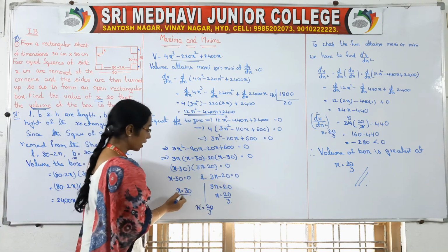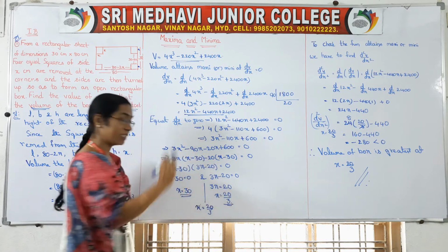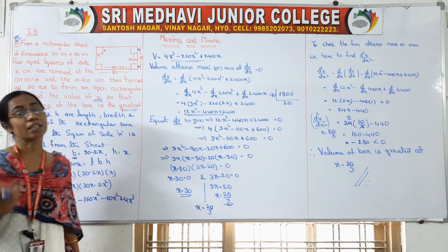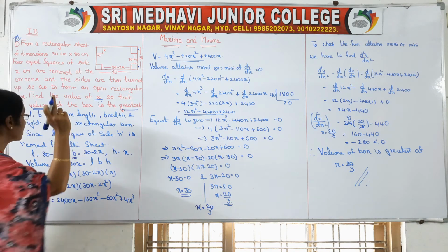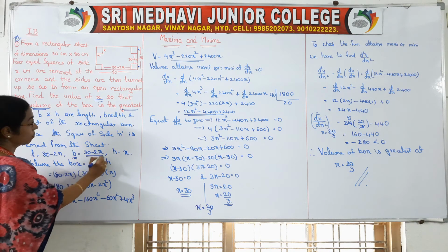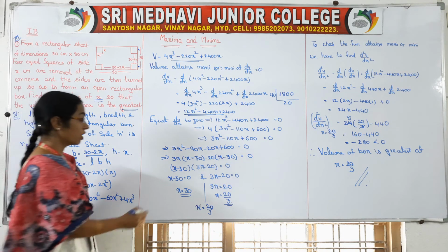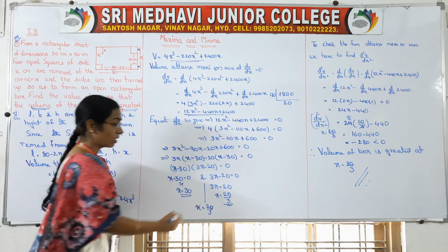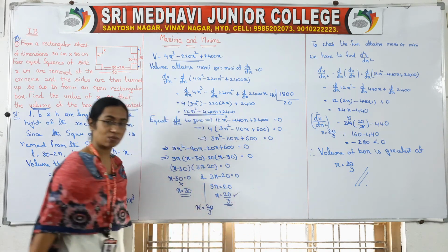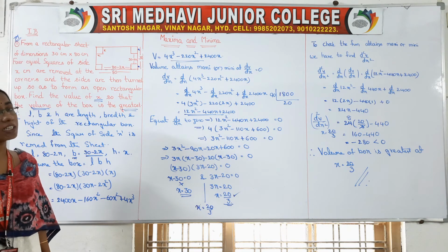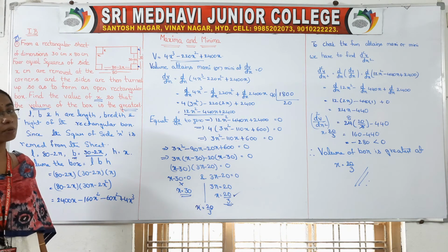We got 2 x values here. But if we take x = 30, we are getting a negative breadth, isn't it? What is the breadth of the box? 30 minus 2x. So 30 minus 60 means minus 30, which is meaningless. So we cannot take this one and we will go for this one. So x = 20/3. The function attains either a maximum or a minimum.